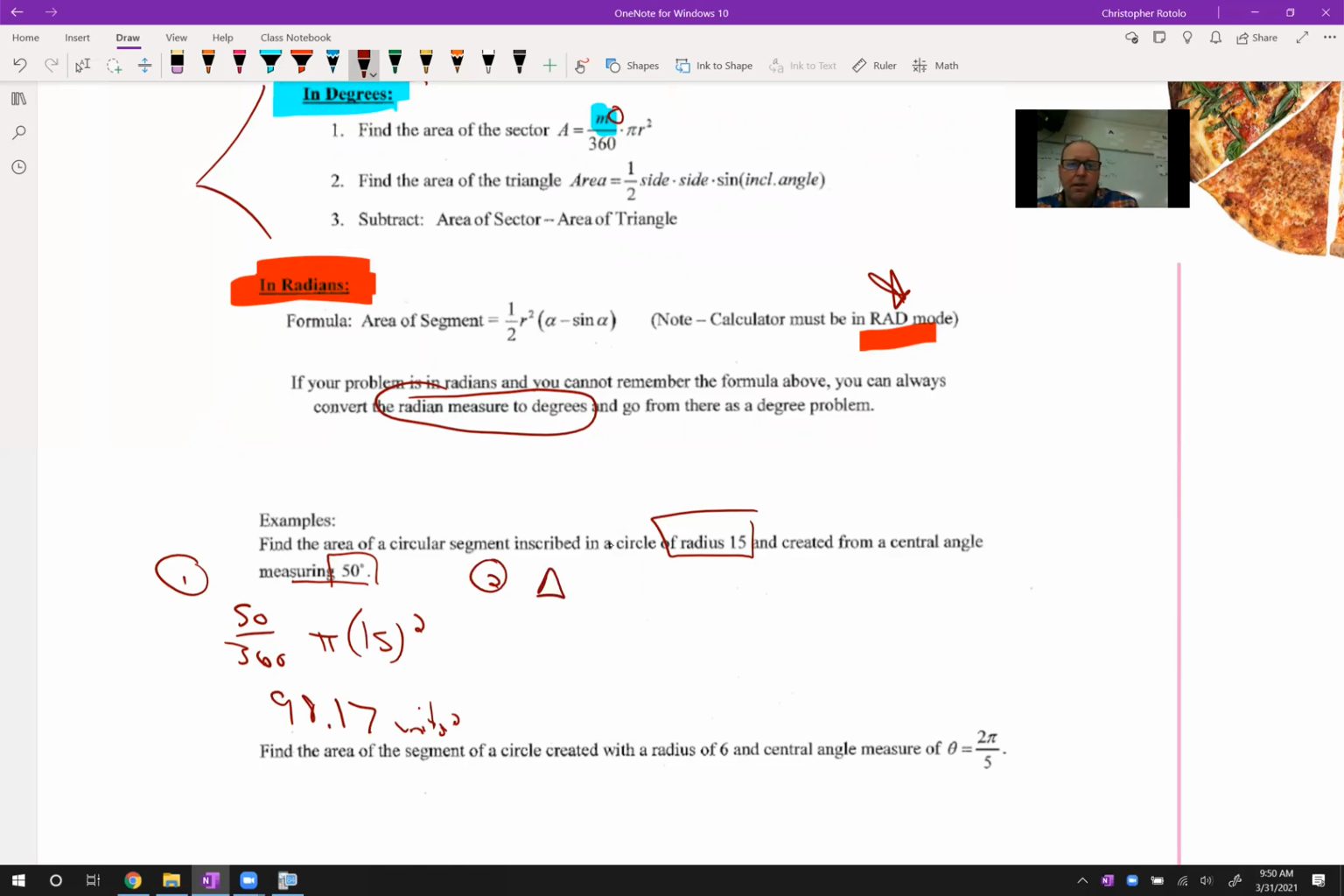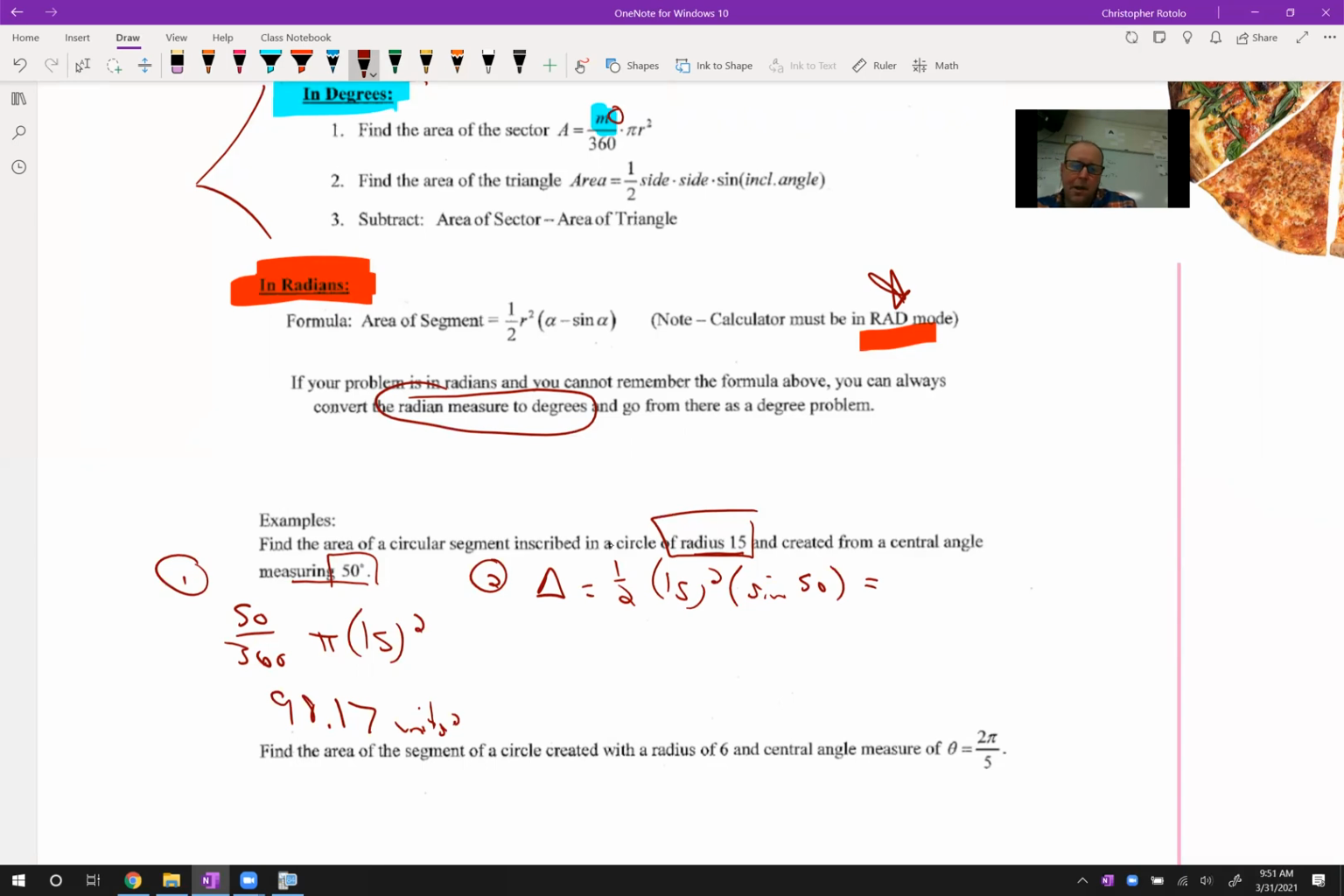So my area of the triangle is one half times a side times a side. Well, guess what? The sides are the radius, 15, so I need 15 squared. And we want that times the sine of 50. Remember, I am in degree mode here.